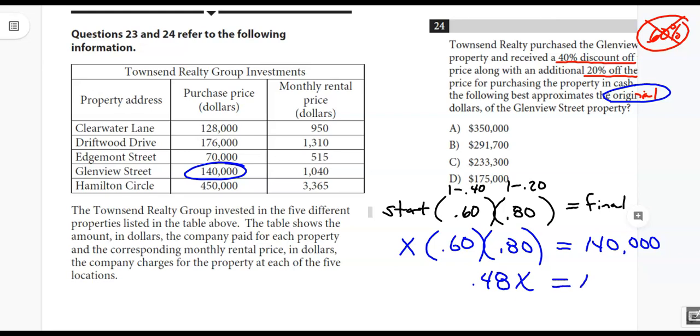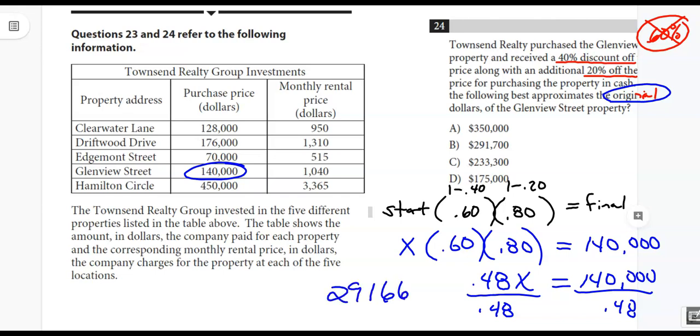This is going to be 0.48x equals 140,000. And now to solve for x, or to solve for the original amount, just divide both sides by 0.48. So I'm going to pop this into my calculator. 140,000 divided by 0.48. Getting somewhere in the neighborhood of 291,666. So that looks like it's going to be the correct answer, which is B.